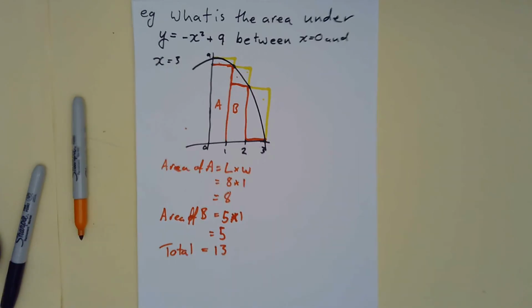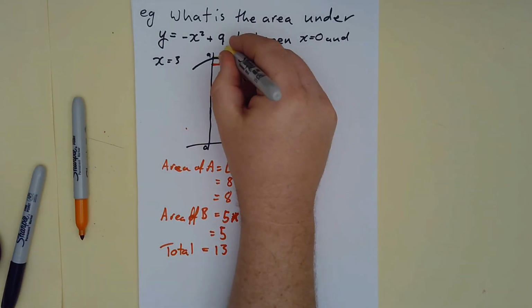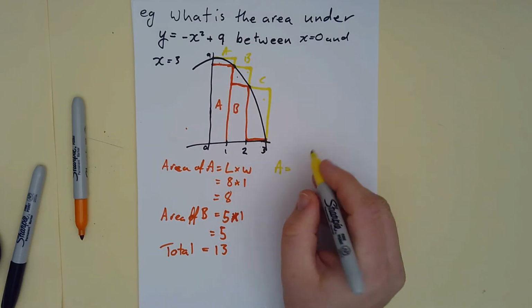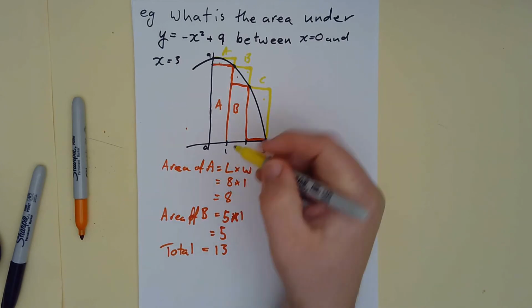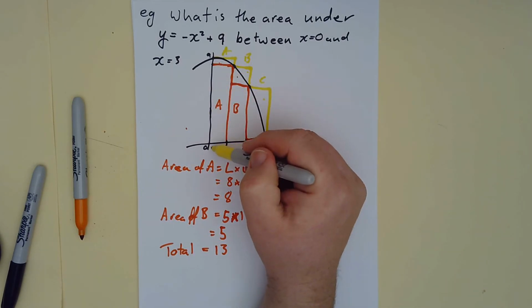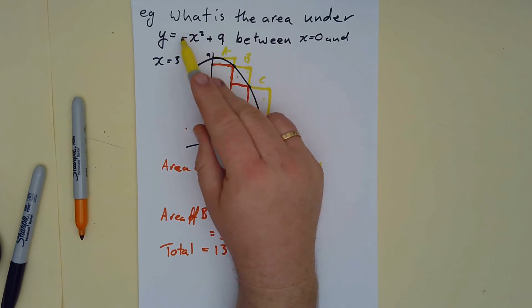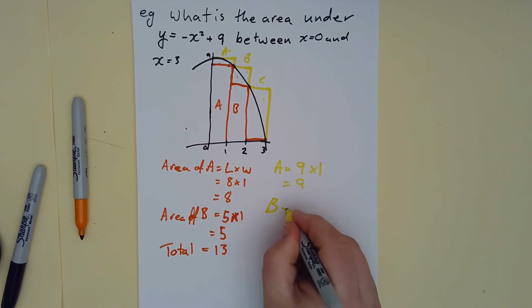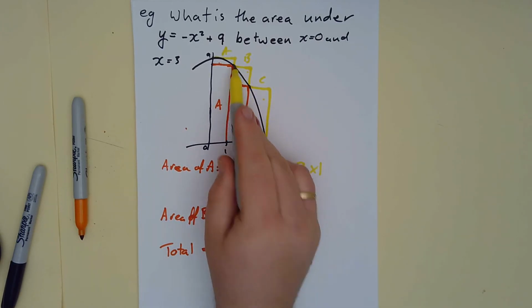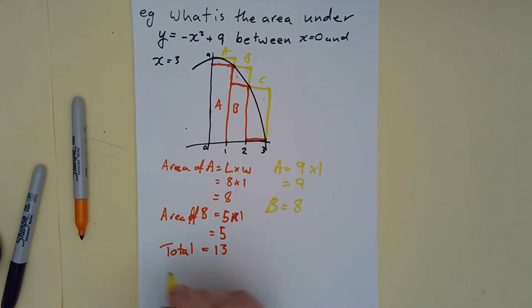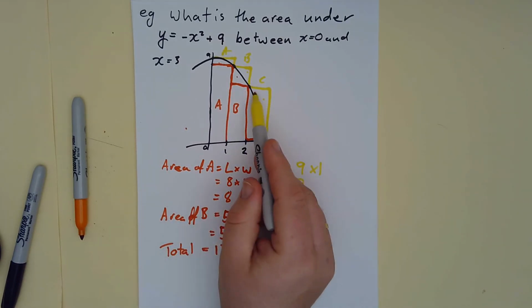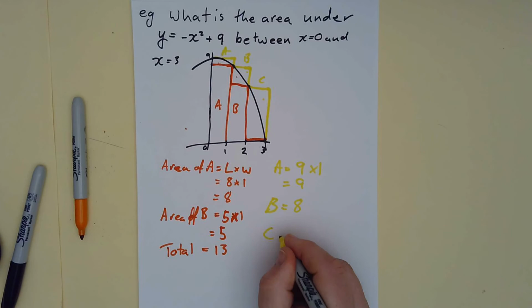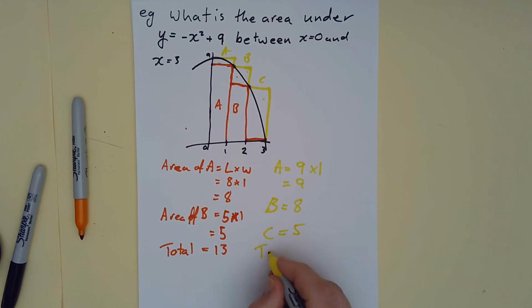Now, I can do similar with my yellow area. So I've got A, B, and my C this time. My A is going to be times 1. This time I'm looking at this left-hand side, so x equals 0. I've got 0 squared is 0 plus 9, which is 9. My B, this time looking here, is when my x is 1. That's the one I just did, and we know that's 8. And C is going to be at the left-hand side of this one again, but this is the same as my B from before. So that's 5.